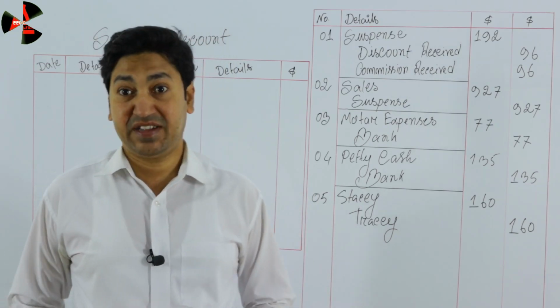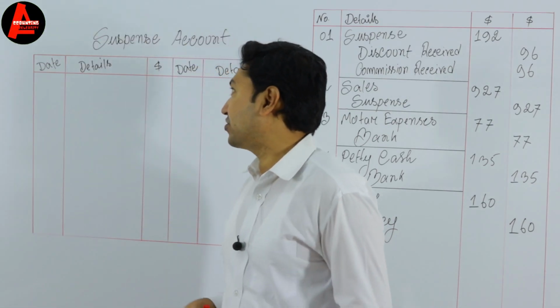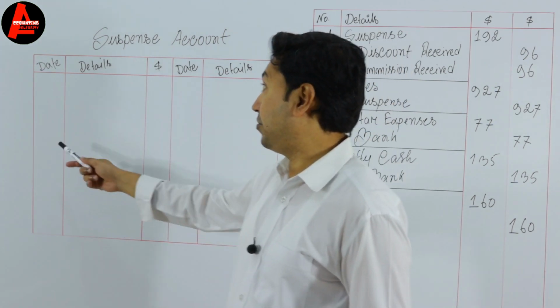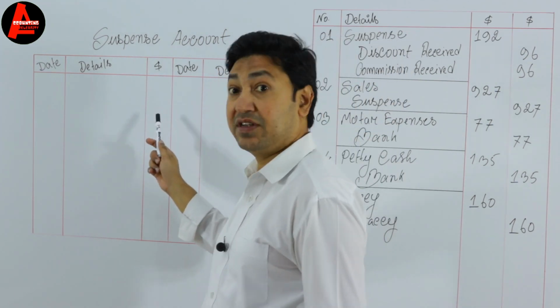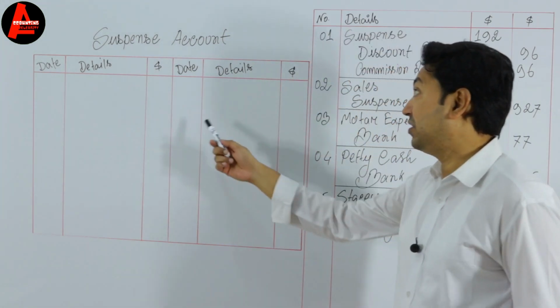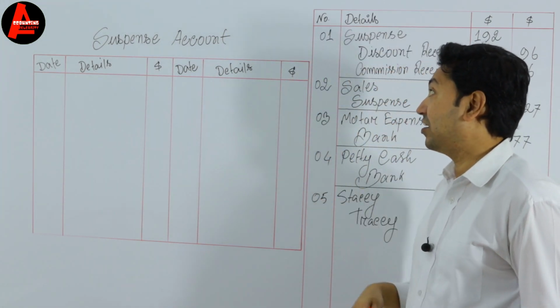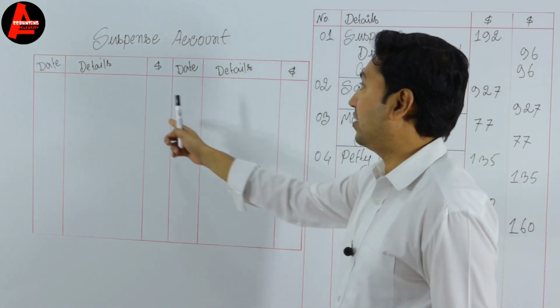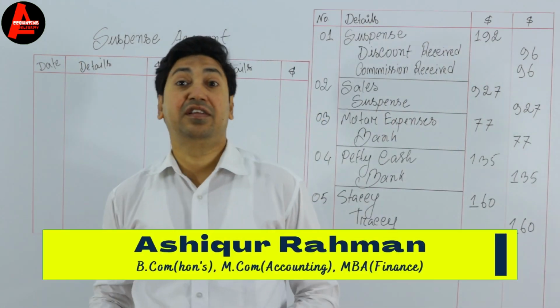Today we will learn suspense account. It is a ledger for suspense account. This format has 6 columns. Here debit, detail and dollar columns, and the same 3 columns here: date, detail and dollar columns. These 3 columns are credit columns and these 3 columns are debit columns.